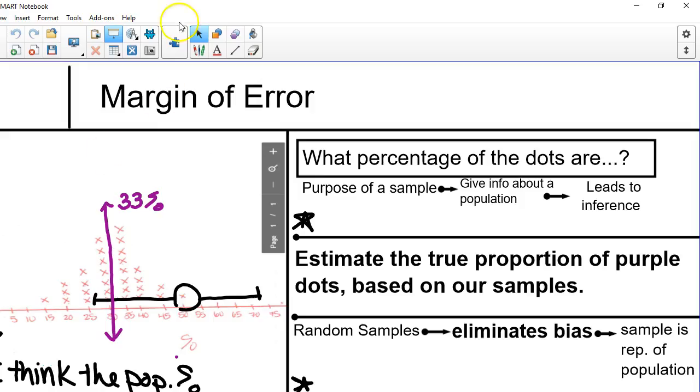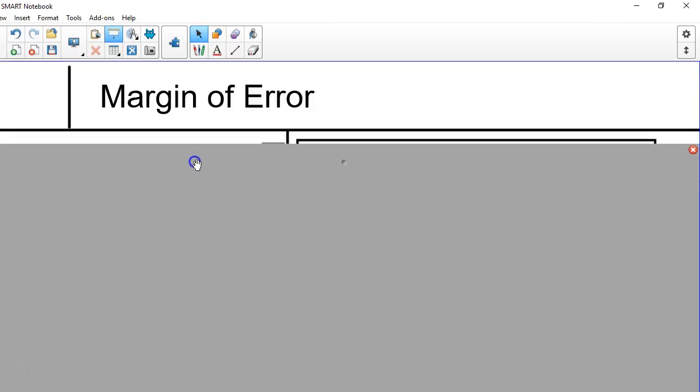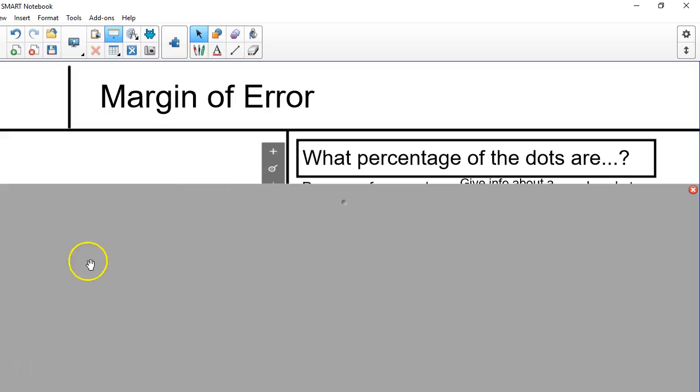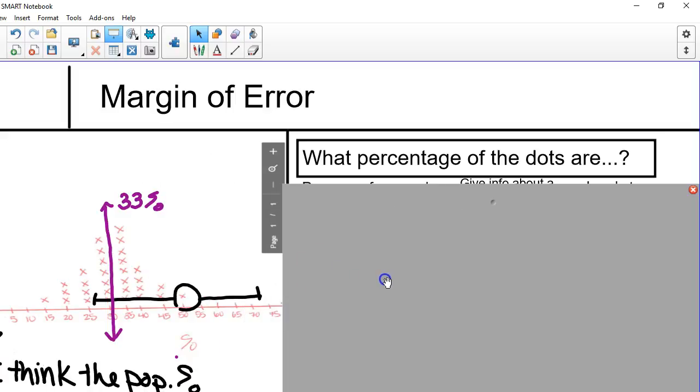Margin of error. When I'm gone, I'm not going to erase what I wrote down, but we talked about the experiment that we did in class. Not all of you got to it, so I did ask my colleagues to help me out. And we showed this graph, and you can see the dot plot here.